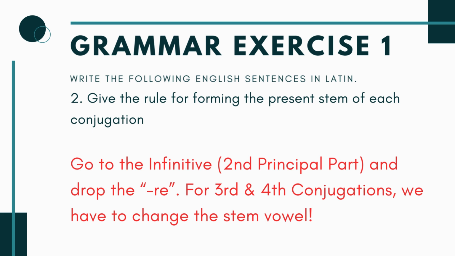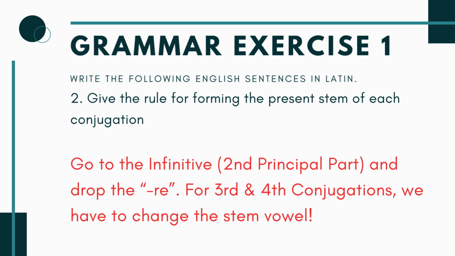Now, when you get to number 2, the second part of this grammar exercise, it says give the rule for forming the present stem of each conjugation. It's very straightforward. The rule when you're doing present tense verb conjugation is you go to the infinitive, which is the second principal part, and you drop the RE. That stem, the present stem, is just the infinitive without the re.